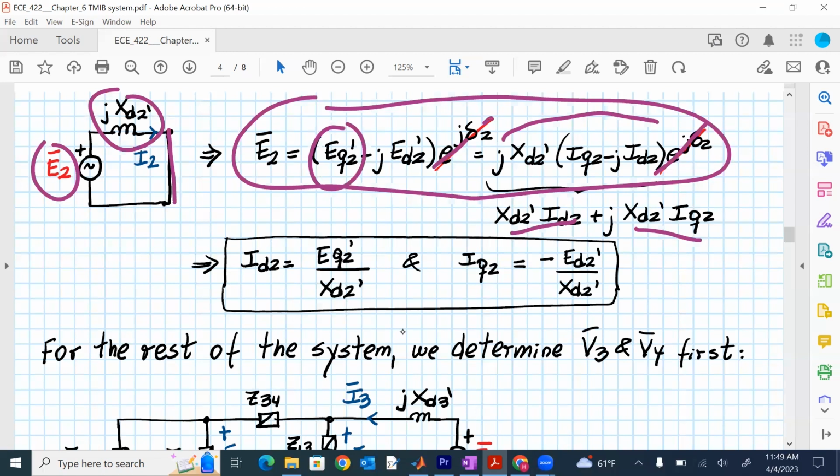By having the equality that the real term on the left side is equal to the real term on the right side, then we can solve for ID2 and we have an expression. So all we have to do is to take E'Q2 and divide that by X'D2. By doing the same with the imaginary term, if the imaginary term on the left is equal to the imaginary term on the right, then we can have an expression for IQ2.